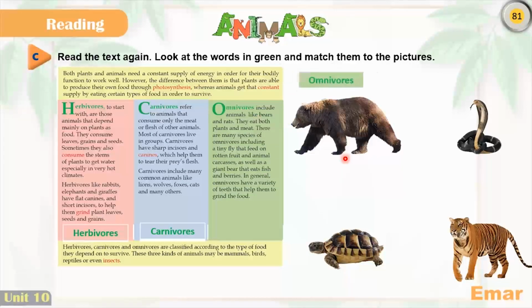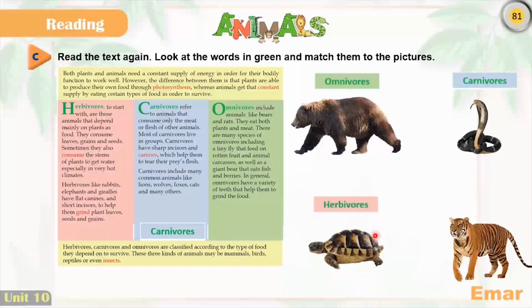Snakes are carnivores. This is a tortoise. Tortoises eat plants, so they are called herbivores. And finally, we have a tiger, and tigers are carnivores.